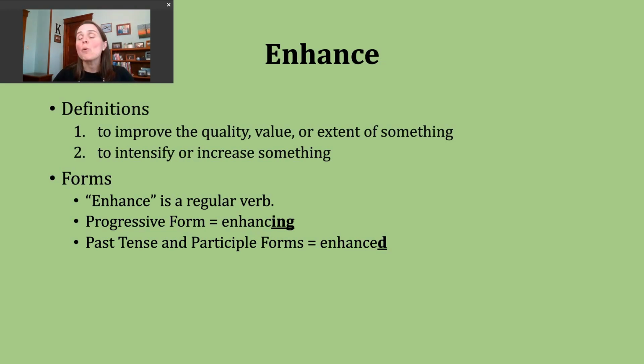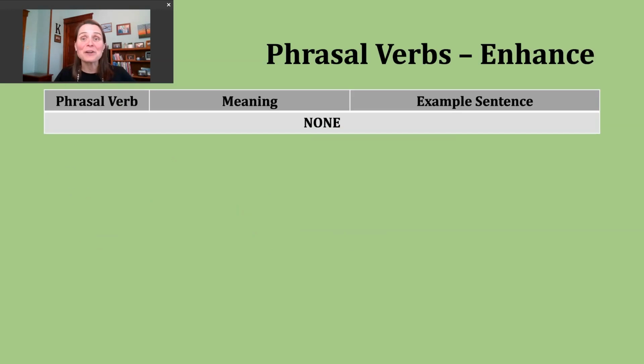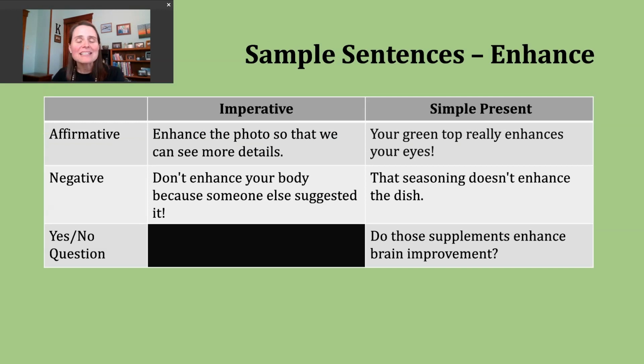I should also note, we're not adding an extra syllable as we say it. So the base verb, enhance, has 2 syllables. The past tense and the participle forms of the verb will also be 2 syllables. Enhanced. Okay. Now, there aren't any phrasal verbs that we need to study today, so we can move on and practice using our verb of the day in a couple different ways.